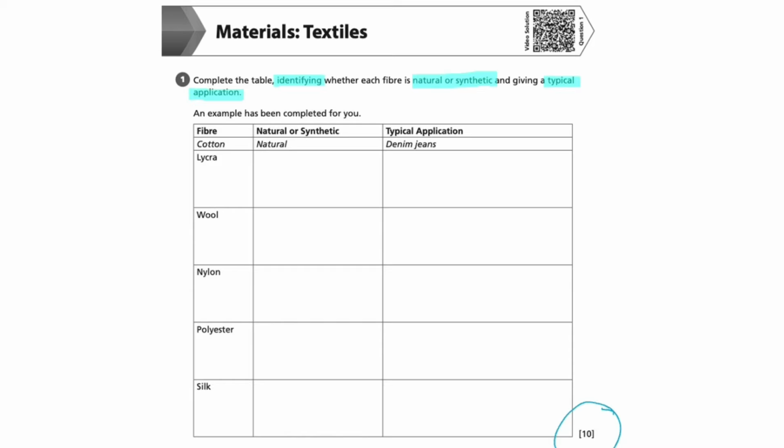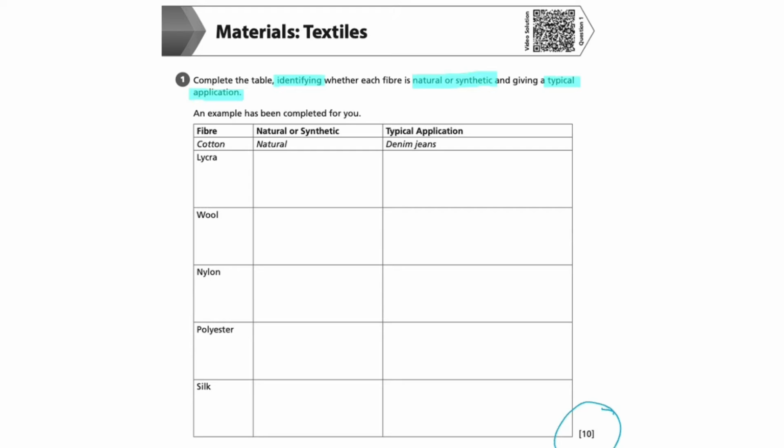Before we begin the question, let's check how many marks are available. In the bottom right-hand corner, we can see there are 10 marks available for completion of this question. I can also see there are 10 boxes available for us to write our answers within. Therefore, we can assume that we will be given 1 mark per correctly completed answer.